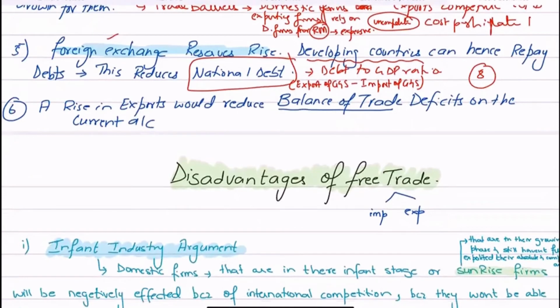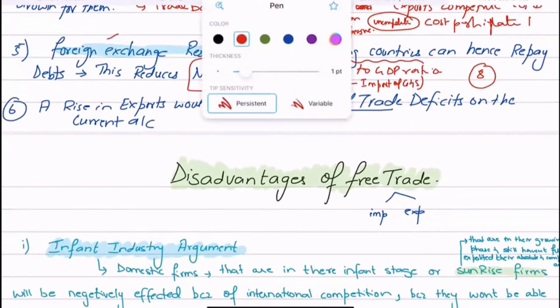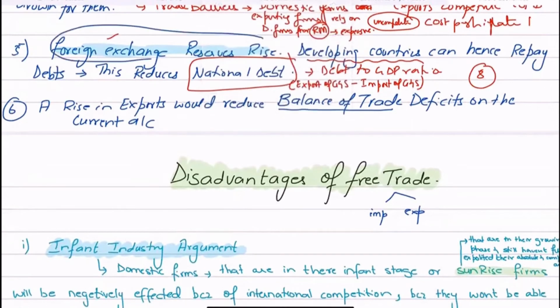Because this point everyone will write: foreign exchange reserves will rise. But what will make you look different from others is when you are able to relate this point with developing countries, that it allows them to repay their debts, which reduces the national debt of the country.